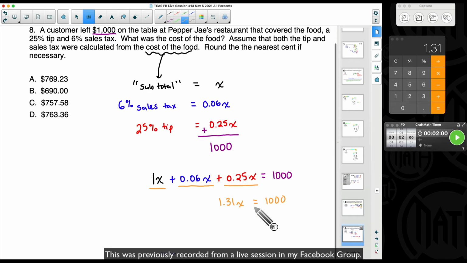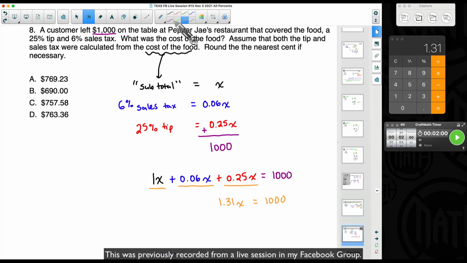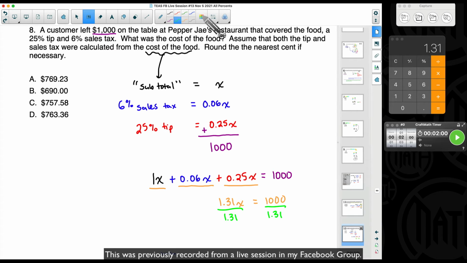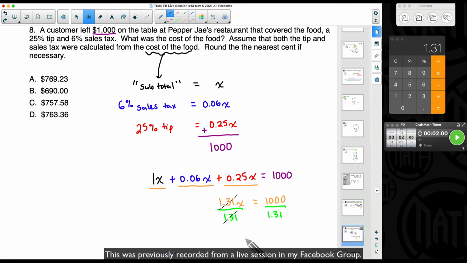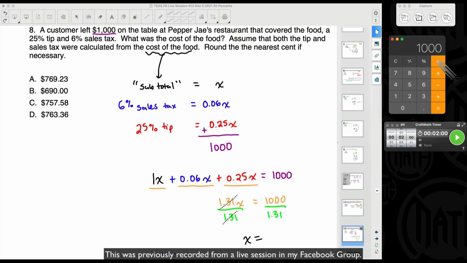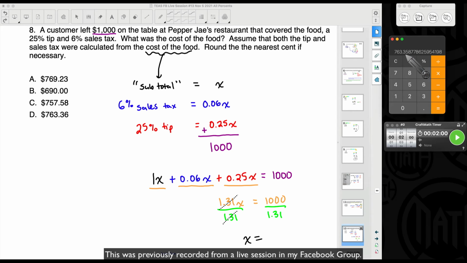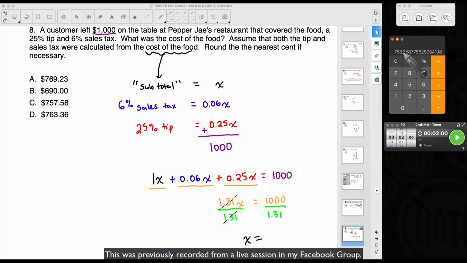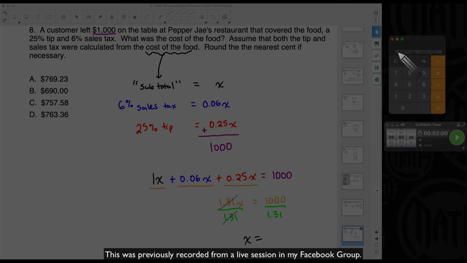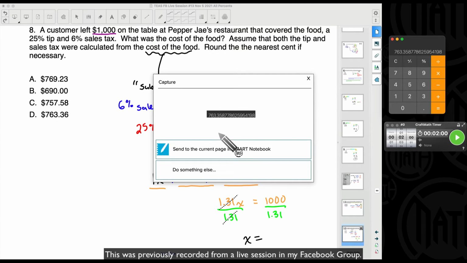Now we divide by 1.31. We're trying to get x by itself, so let's divide both sides by 1.31. And this will give you a value for x. Take note of what x is equal to. Let's go ahead and divide this. 1,000 divided by 1.31, and we get this funky number. Obviously, we need to round to the nearest penny. $763.36. Let me copy this crazy decimal over there just so y'all can see that.